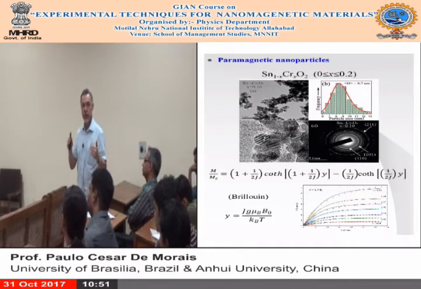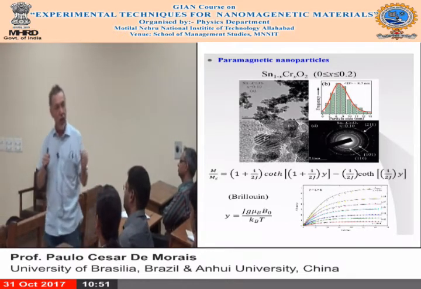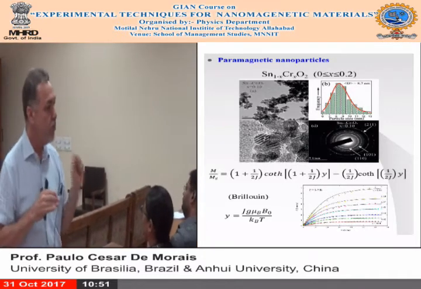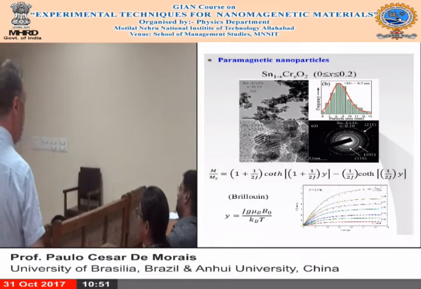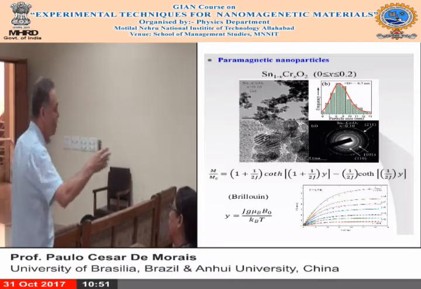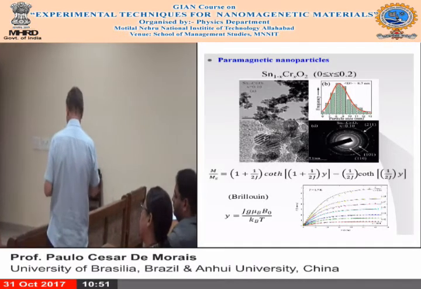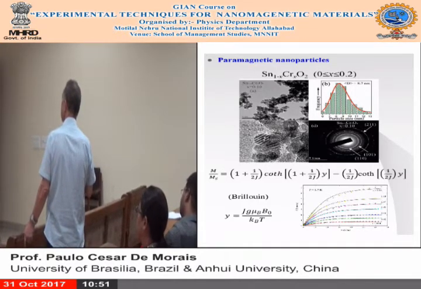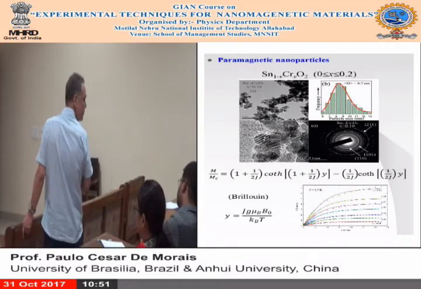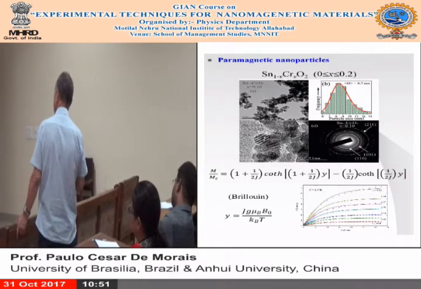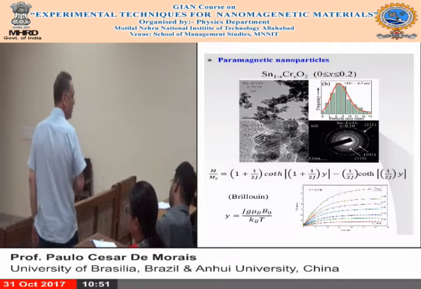Because then you want to use this in a sensor, and the sensor gives you back a very precise response. If the nanoparticle distribution is wide, then you have a wide response, so we don't want that. But in this case, you can see here the magnetization as a function of the field. And you can see that the curves at lower doping follow more or less the Brillouin function.